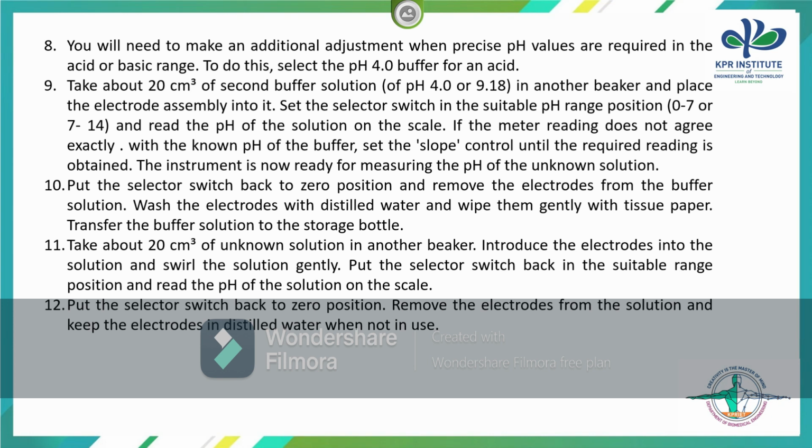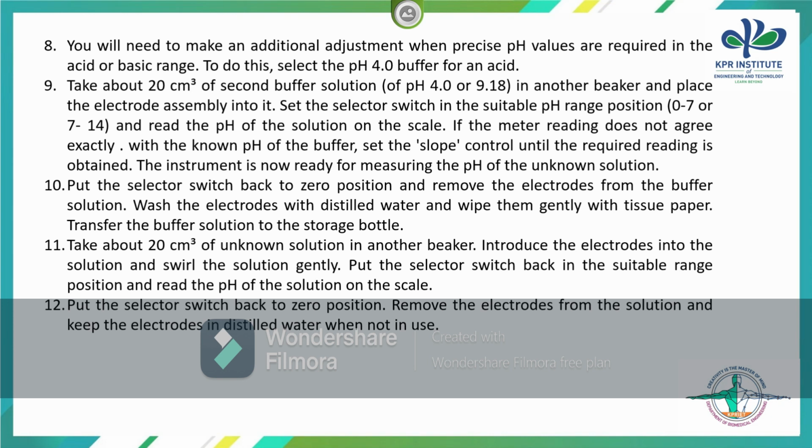The instrument is now ready for measuring the pH of the unknown solution. Put the selector switch back to the zero position, remove the electrodes from the buffer solution, wash the electrodes with distilled water and wipe them gently with tissue paper. Transfer the buffer solution to the storage bottle.